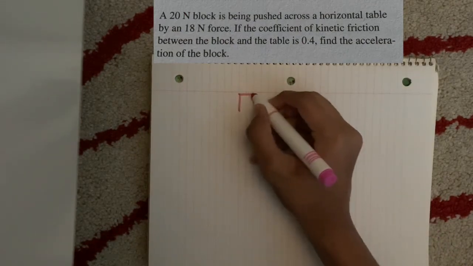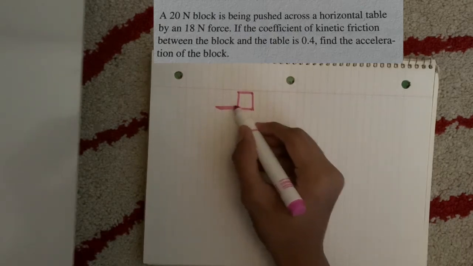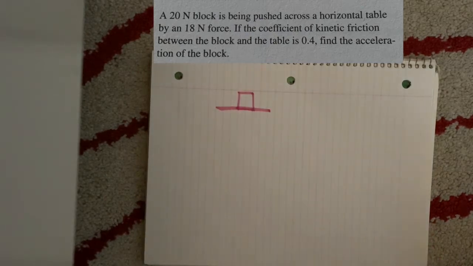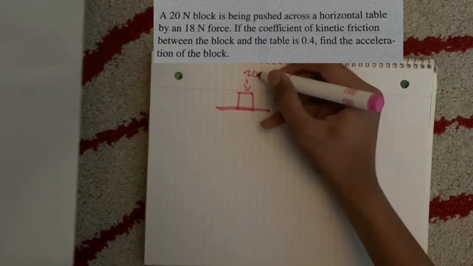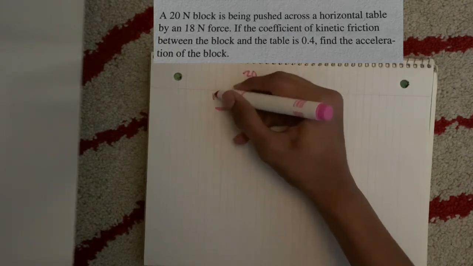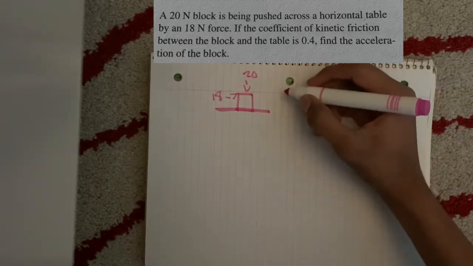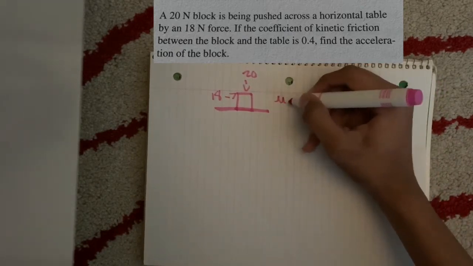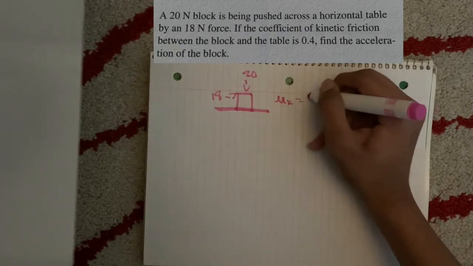Alright, so we have a block on a horizontal plane, and its weight is 20 newtons, and it's being pushed by 18 newtons. And the coefficient of friction is 0.4.